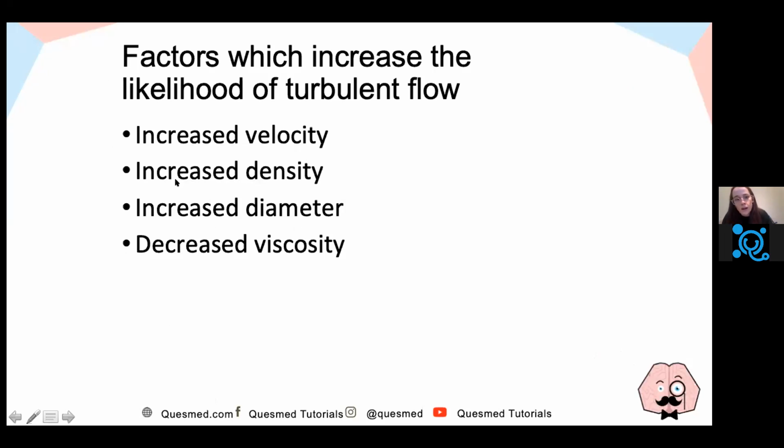We can use the idea of decreased density increasing the chances of laminar flow, where if someone's got upper airway obstruction, we can use gas mixtures which are less dense, such as heliox, which is oxygen mixed with helium. So it's a far less dense gas mixture, and that increases the amount of gas that can go into the airways and take part in gas exchange. Okay.